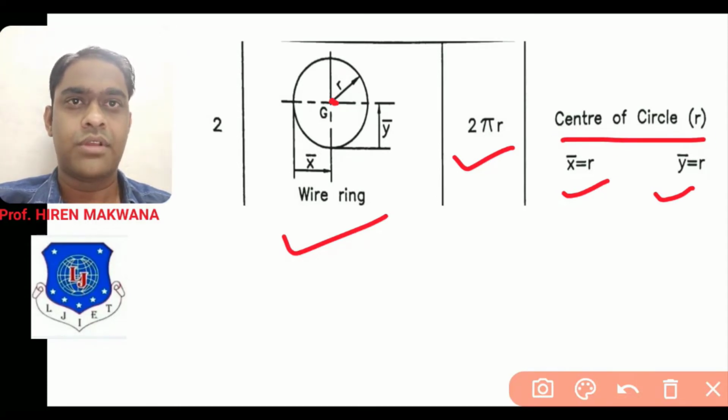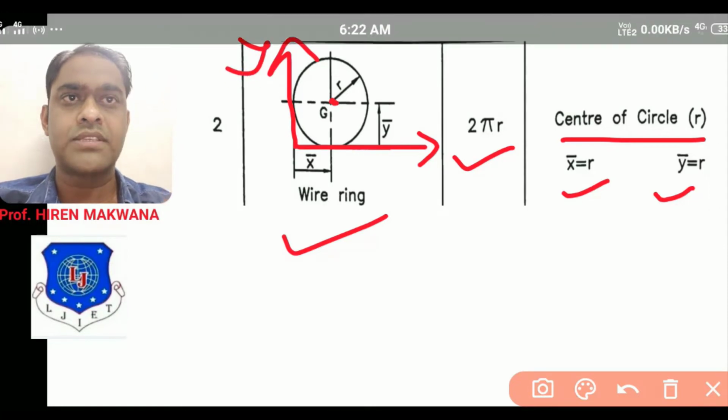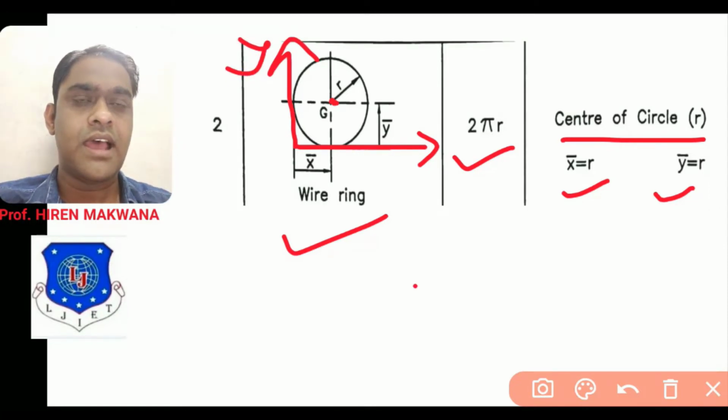Let us see how to draw x and y axis. So always from the bottom of the circle you have to draw x axis, and from the left side of the circle you have to draw y axis, means x and y axis are tangent to the circle.